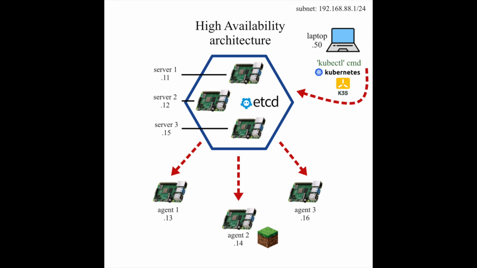Hello everyone, thank you for tuning into today's video. What I'm going to be demonstrating is how I set up a Kubernetes cluster using high availability architecture, embedded etcd. I used k3s, or lightweight Kubernetes, which is developed by Rancher Labs. I used 6 Raspberry Pis, and I deployed a Minecraft server. So let's get into it.